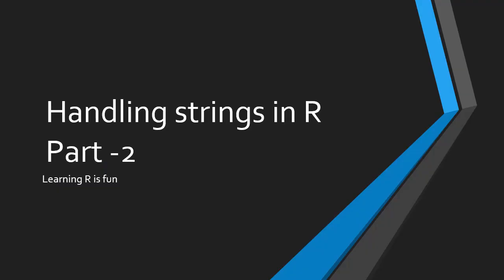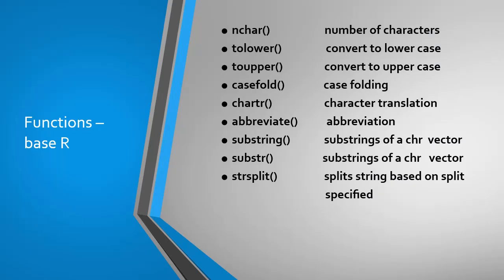In the last video, we covered some important string handling functions provided by base R. We will continue our discussion in this video. In this video, we will cover abbreviate and substring related functions and stringr package functions. In the last video, we covered functions up to character translation, chartr. Today, we will proceed from there.